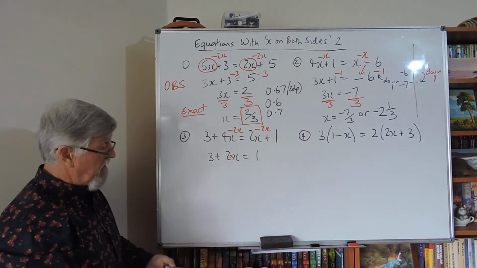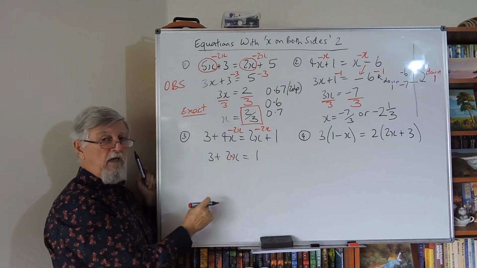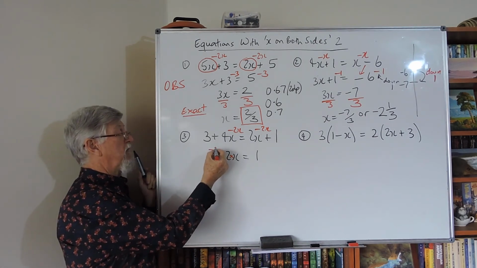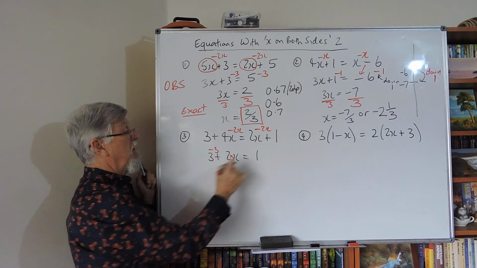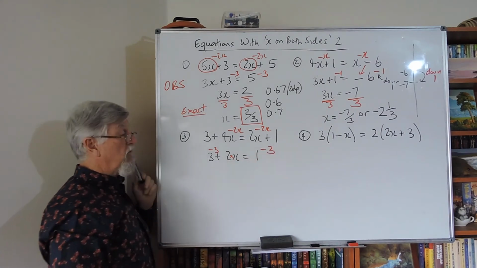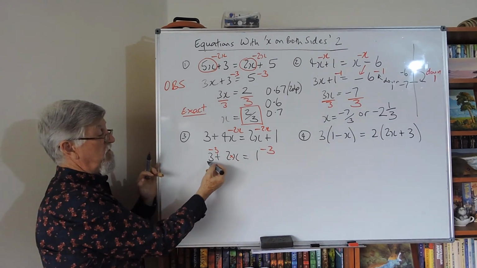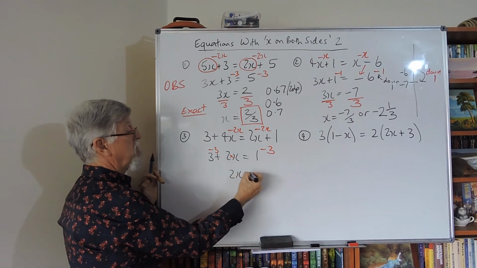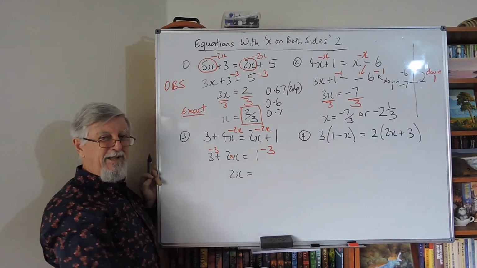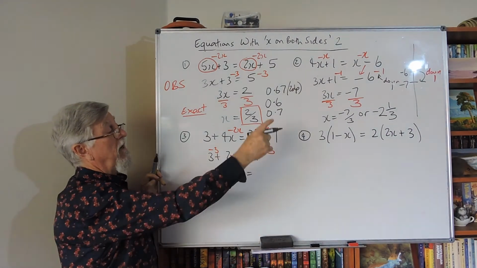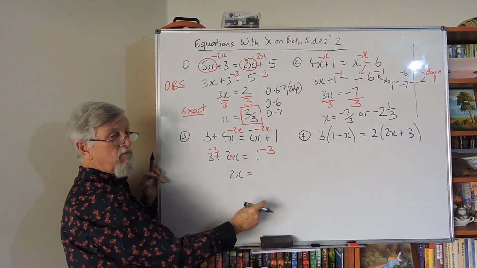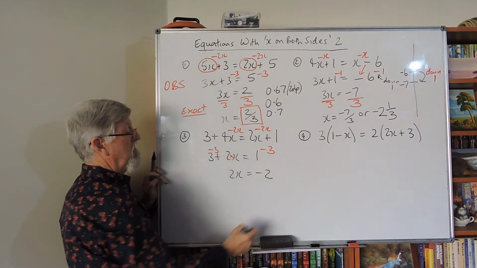So the 3 at the front is still just a 3. How can I remove 3? I take 3 from the left-hand side, I take 3 from the right-hand side. 3 take 3 is gone, so I'm just left with 2x. 1 take 3, you're taking away more than what you had. Could go back to a thermometer or scales and talk about what it is, but that's a -2.